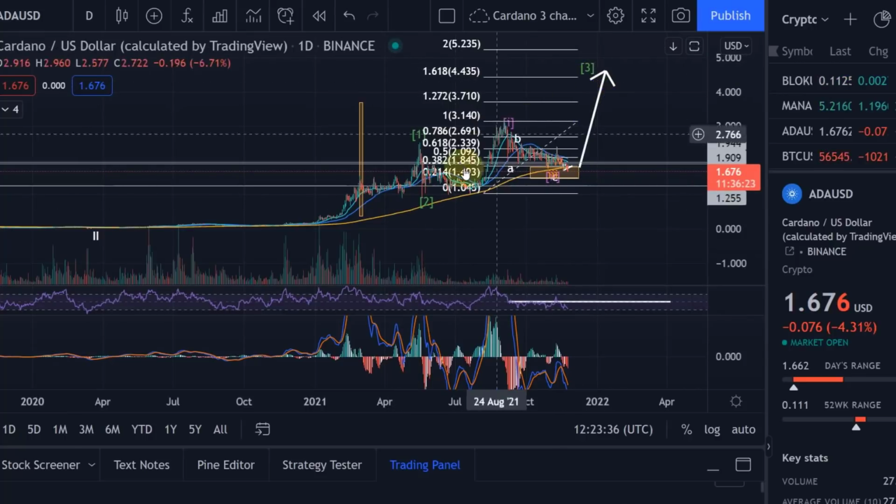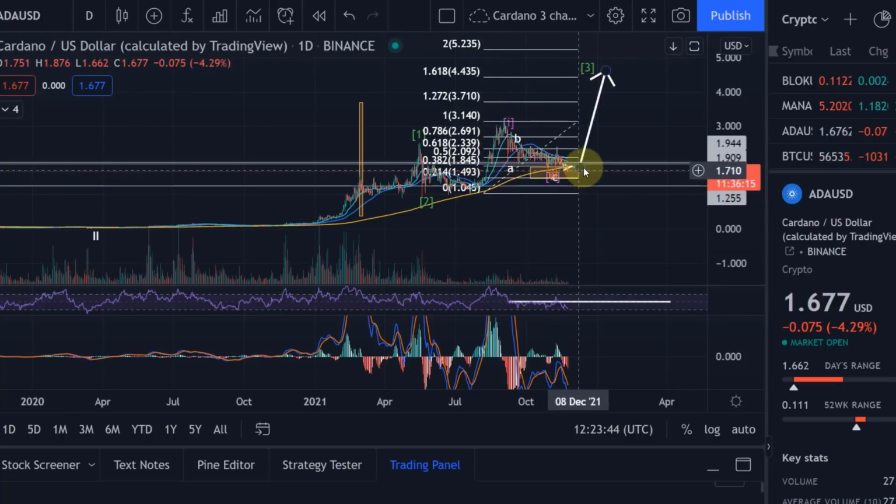Basically what you see here, this first leg up until the end of August, was a first part of wave 3. Now we're coming down, and now we are going to complete that wave 3. This is what the market is doing.